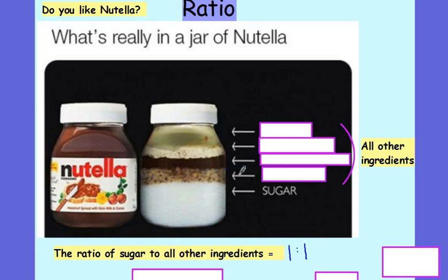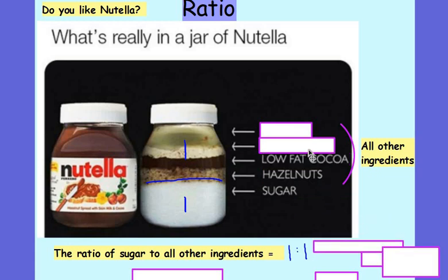If I split that jar into 2, one of those parts will be sugar, the other part will be everything else. Out of interest, pause the video for a minute. What are the other ingredients in Nutella? Let's find out, shall we? We've got some hazelnuts in there, hence the name Nutella. We've got some low-fat cocoa, we've got some milk powder, and we've got some palm oil, but it's the sugar that makes it taste so good.